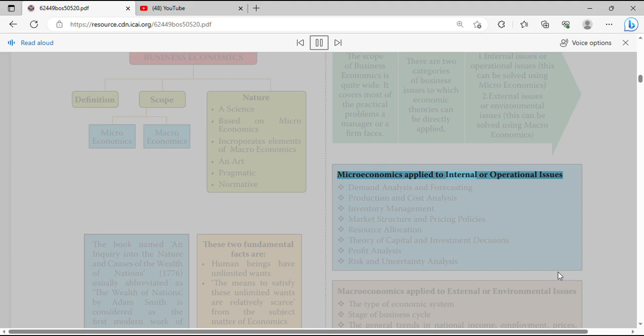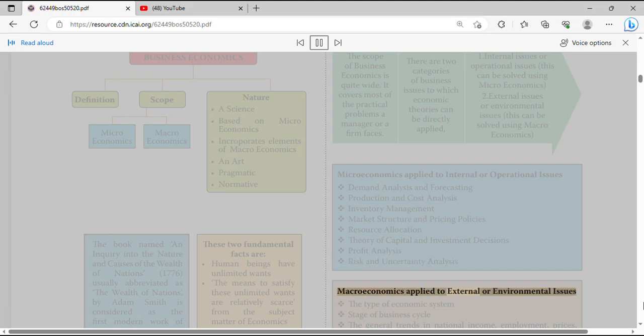Microeconomics applied to internal or operational issues: demand analysis and forecasting, production and cost analysis, inventory management, market structure and pricing policies, resource allocation, theory of capital and investment decisions, profit analysis, risk and uncertainty analysis.